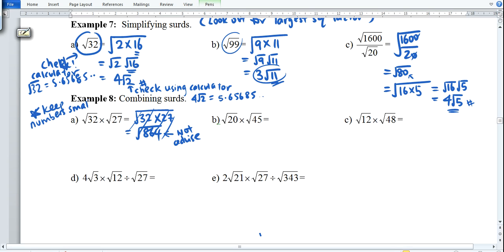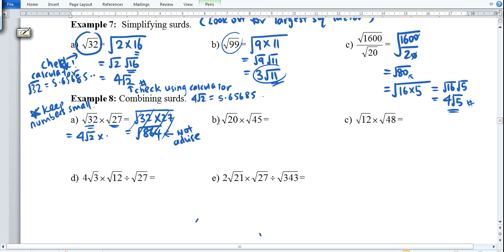So this is a trick here. Now, what do I mean? Don't combine. Simplify each surd first. So what do I mean? Square root 32. Just now we have already done it in part A. It can be written as 4 square root 2.